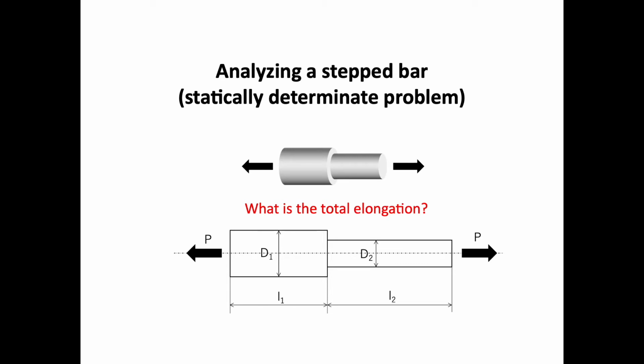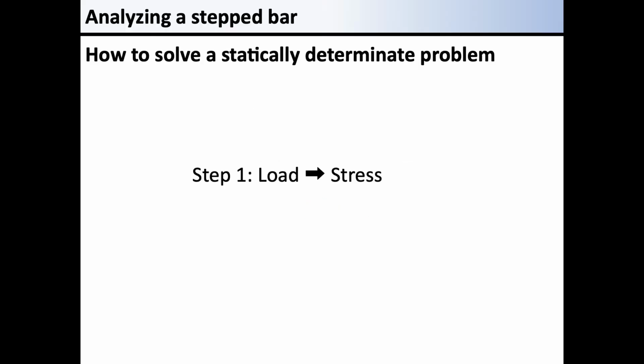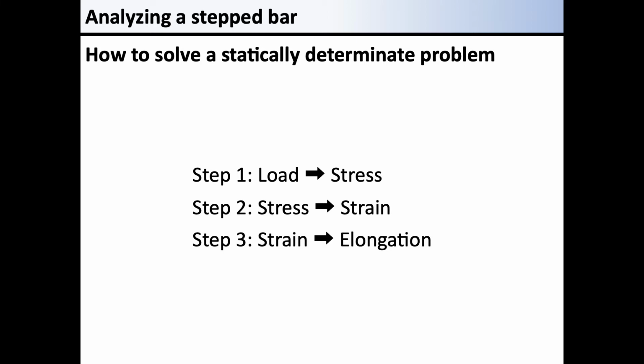First, let's talk about the situation that is called a statically determinate problem through analyzing a stepped bar. When a load is acting on an object, we firstly find the value of stress from the load, and then the strain from the stress. Finally, we use Hooke's law to find total elongation. Here, we can calculate the elongation from the strain.